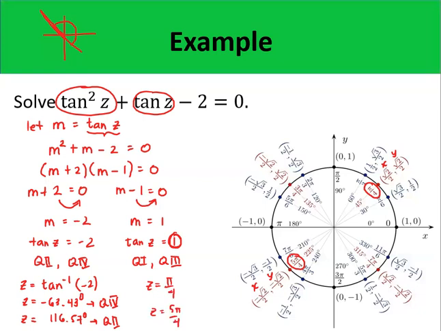So the solutions of this equation are negative 63.43 degrees, 116.57 degrees, pi over 4, and 5 pi over 4.